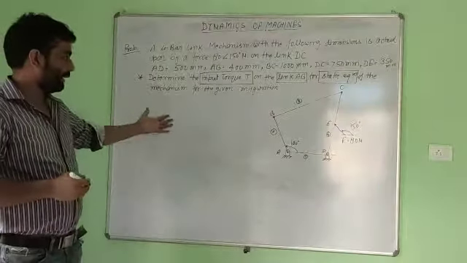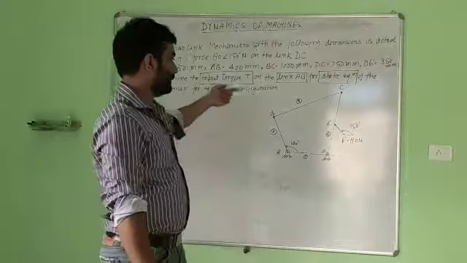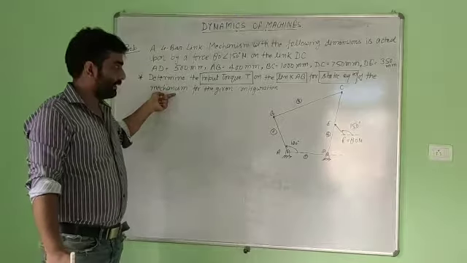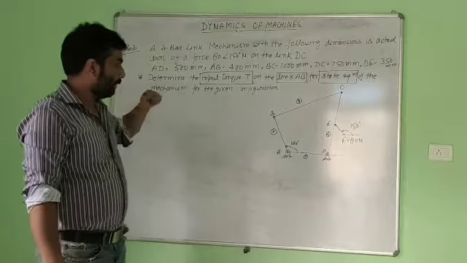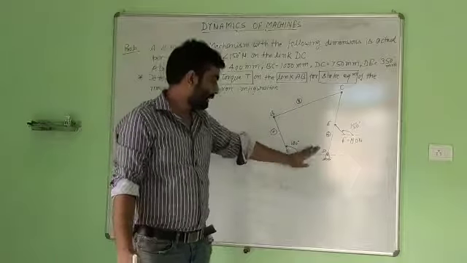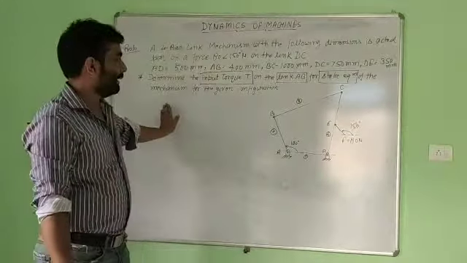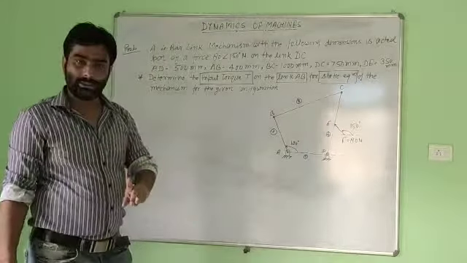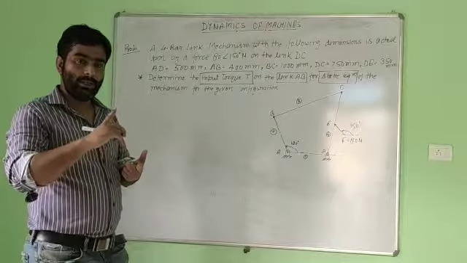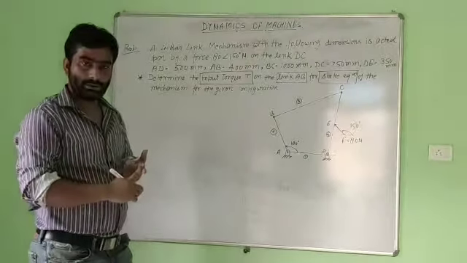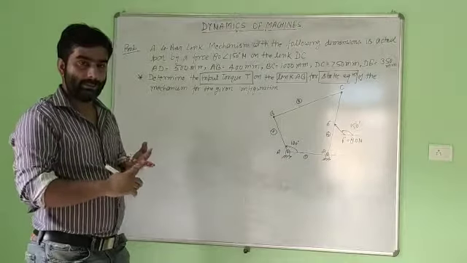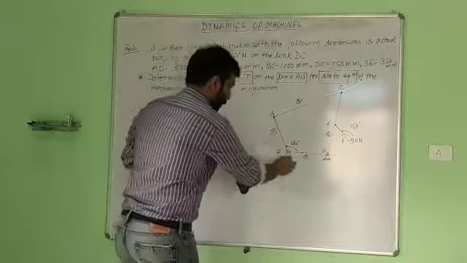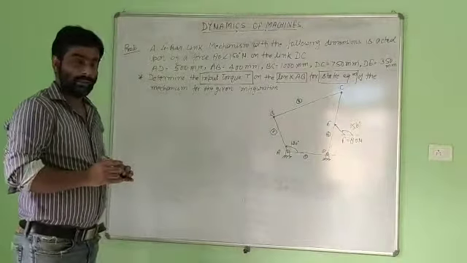So we have already known that if the mechanism is in static equilibrium, then all the members AB, BC, CD, AD will be in static equilibrium. So for static equilibrium, we have discussed the three conditions: when the member is acted upon by two forces, when the member is subjected to three forces, and when the member is subjected to two forces and a torque. Okay, so let's draw the free body diagram of each and every member.